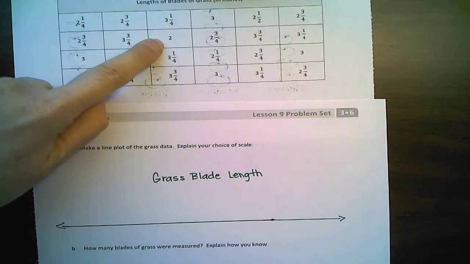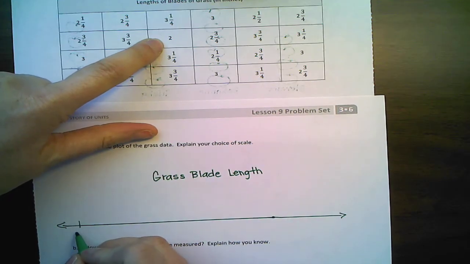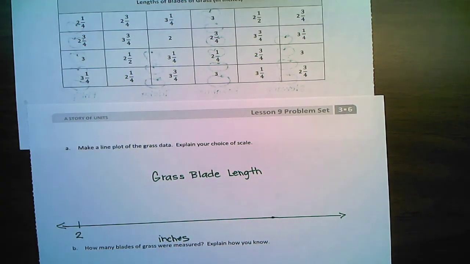I think this is the smallest measurement. Do you agree with me? Thank you. So 2 inches. Oh, we need to put inches down here to label our doodad. Okay, what's our longest length? Point to it when you've found it, please.